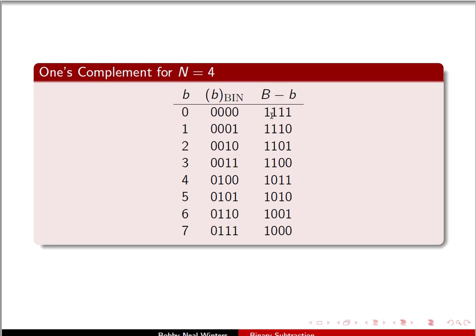So 1, 1, 1, 1, we're thinking of it as being negative 0, which is weird if you come from thinking about math, but this is the way computers deal with things. Down here, we think of 1, 0, 1, 1 as being negative 4. We think of it that way, but we call this last column the ones complement.